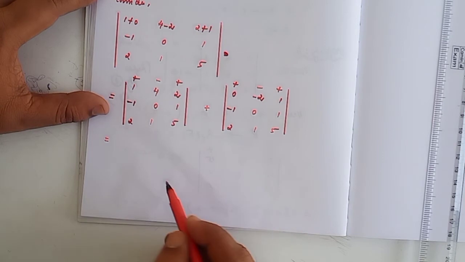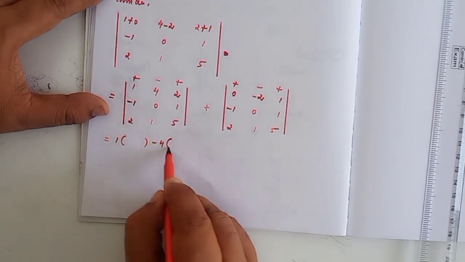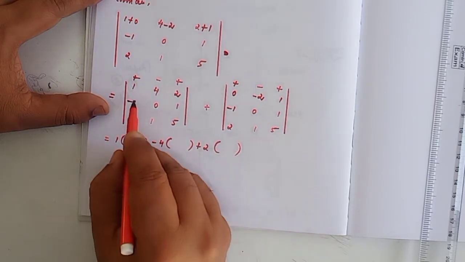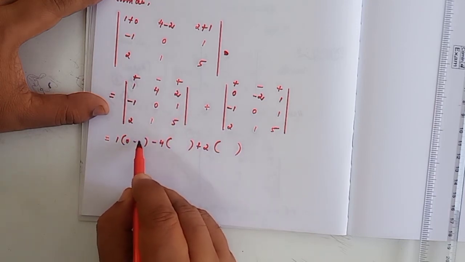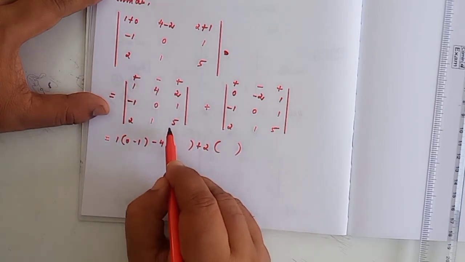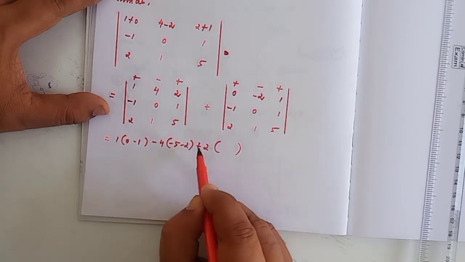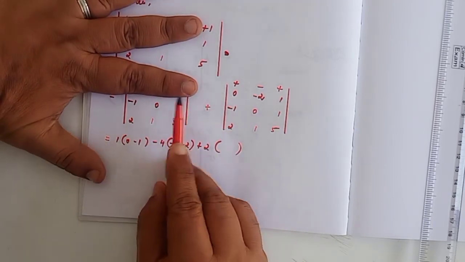Okay, now we can expand: 1 into minus 4 into plus 2 into. Leave this column and row, you will be getting 0 plus 1 becomes minus 1. And minus 4 here, multiply these two: minus 5 plus 2 becomes minus 2, minus 5 minus 2. And the last column and first row eliminated.